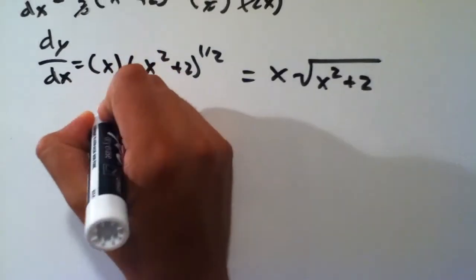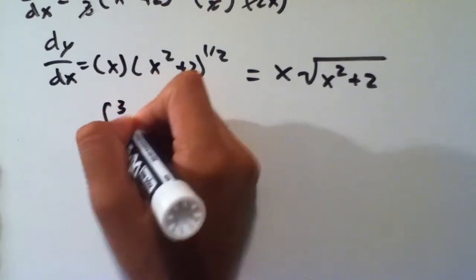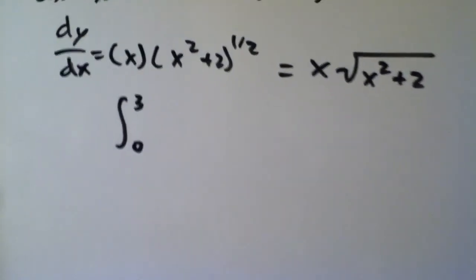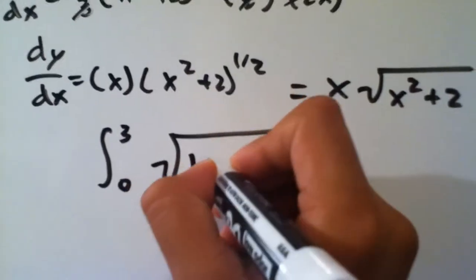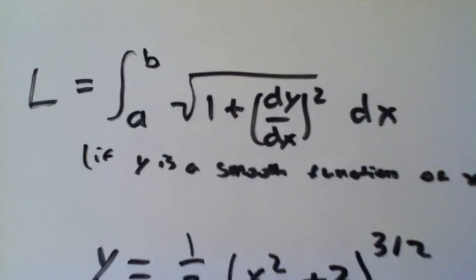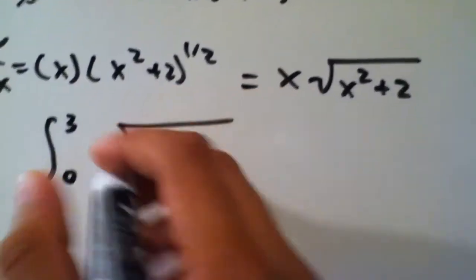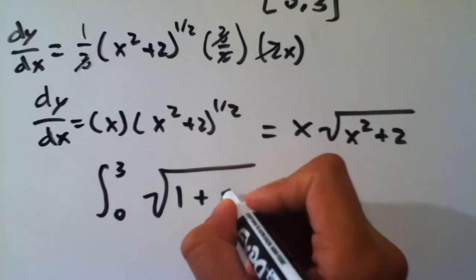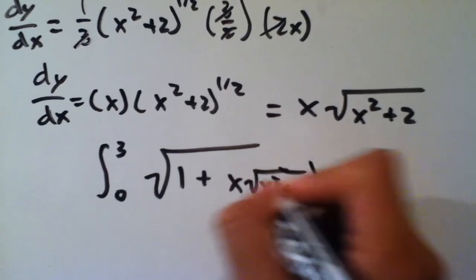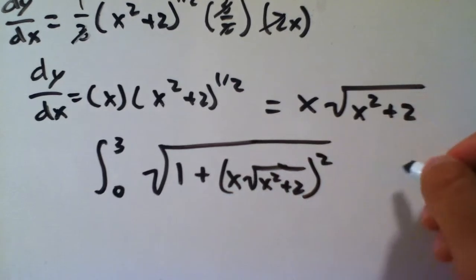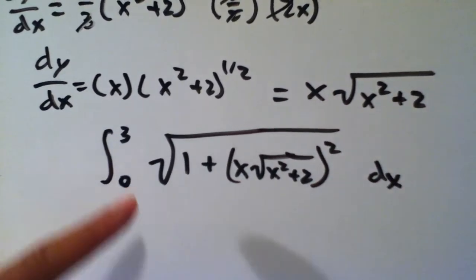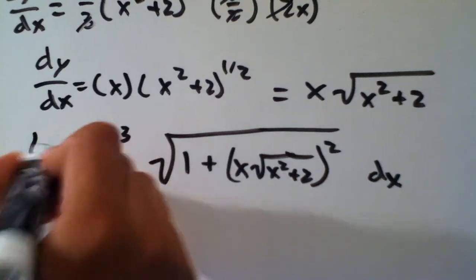And now we just put it back into this, and we already discussed that the limits of our integral are 0 and 3. And we have the square root of 1, again just following the formula, 1 plus (dy/dx) squared dx. So 1 plus, now we have to add this dy/dx squared, (x square root of x squared plus 2) squared dx. So there we have it, and this actually represents the length of the curve.